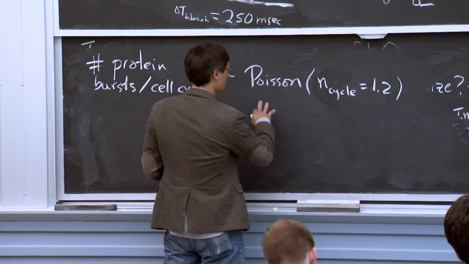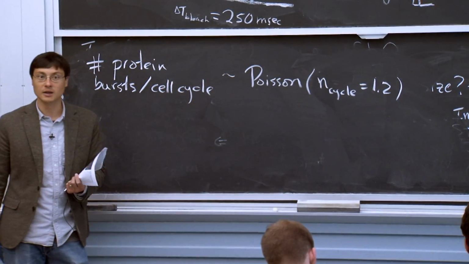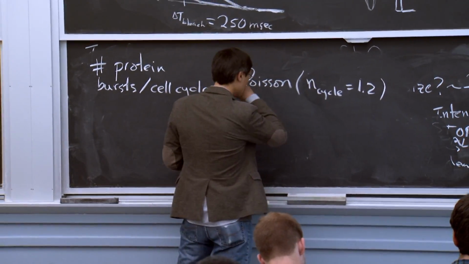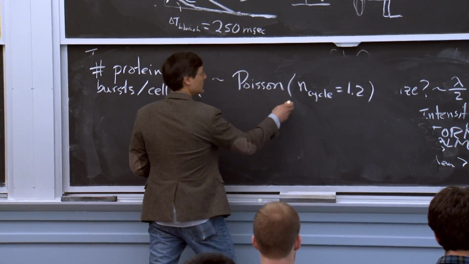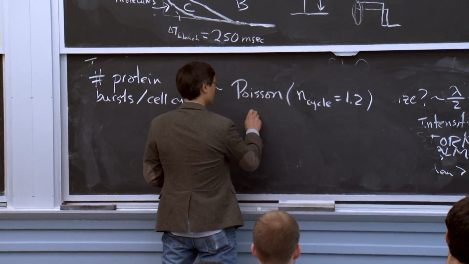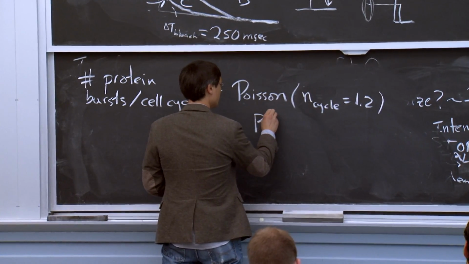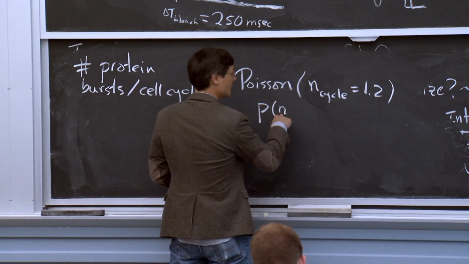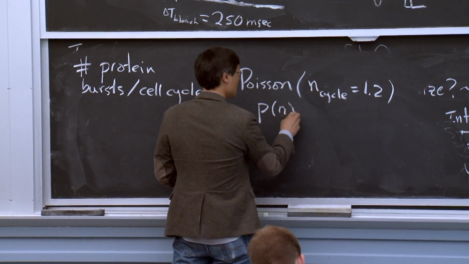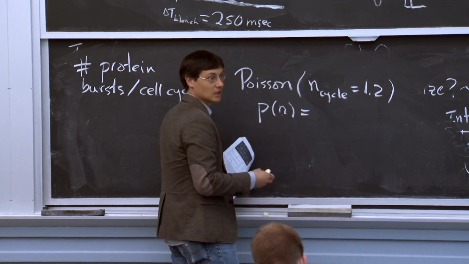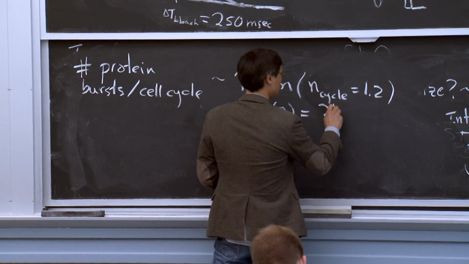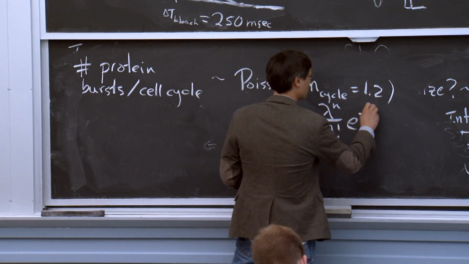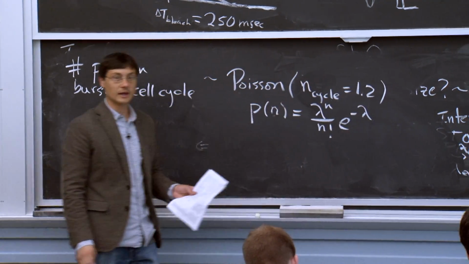Now, the Poisson is a distribution that we're going to be spending a lot of time thinking about. The normal way that we write it is the probability of observing some number n, and this is a number n of bursts per cycle in this case, p of n. We normally write it as a function of the mean lambda, where it's lambda to the n over n factorial, and then for normalization we have to write e to the minus lambda.